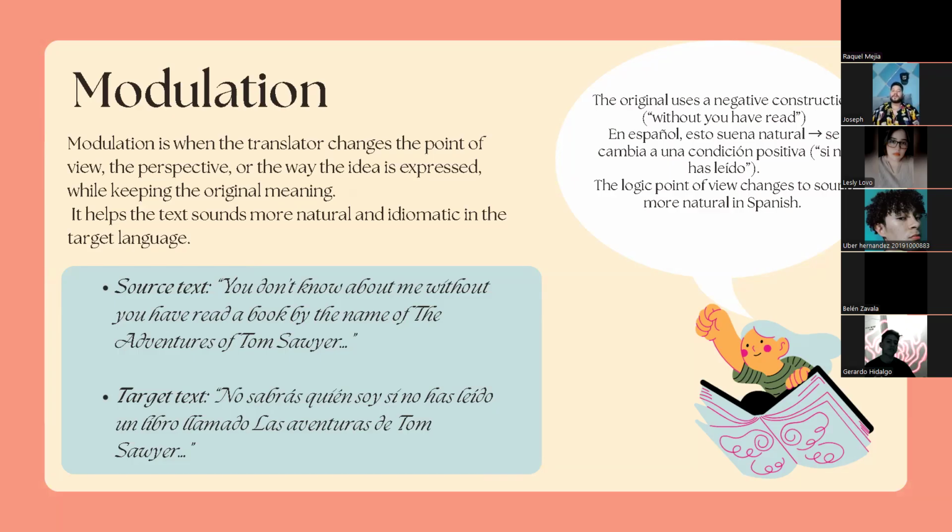We have some examples. Source text: "You don't know about me without you have read a book by the name of The Adventures of Tom Sawyer." In the target text: "No sabrás quién soy si no has leído un libro llamado Las aventuras de Tom Sawyer." Why is this modulation? The original uses a negative construction, without you have read. In Spanish this sounds natural. It changes to a positive condition, si no has leído. The logical point of view changed and sounds more natural in Spanish.